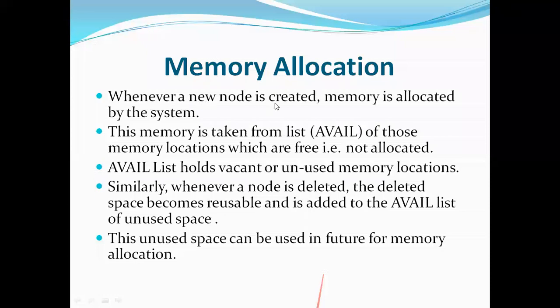Again, whenever a new node is created, memory is allotted by the system. This memory is taken from a list called avail, which holds those memory locations that are free or unused. Avail list holds vacant or unused memory locations, so we can utilize that unused memory for the elements. Similarly, whenever a node is deleted, the space of that deleted element becomes free, and we put that empty space into the avail list so that we can use it for any future use.